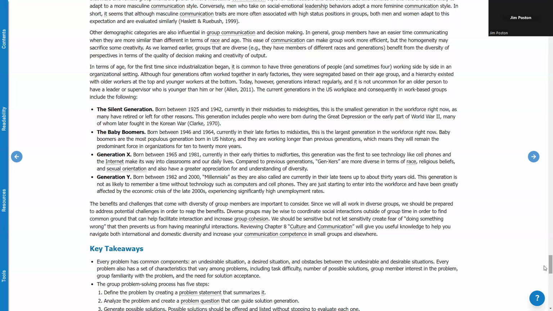Generation X, born between 1965 and 1981. Currently in their early 30s, rather, to mid 40s, this generation was the first to see technology like cell phones and the internet make its way into classrooms and our daily lives. Compared to previous generations, Gen Xers are more diverse in terms of race, religious beliefs, and sexual orientation, and also have a greater appreciation for and understanding of diversity.